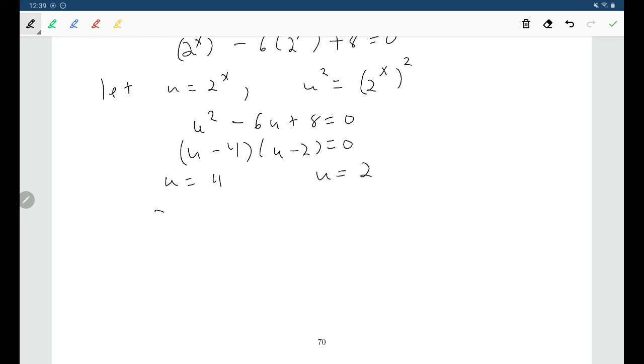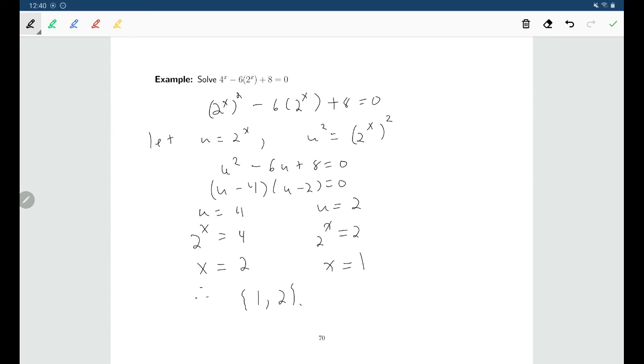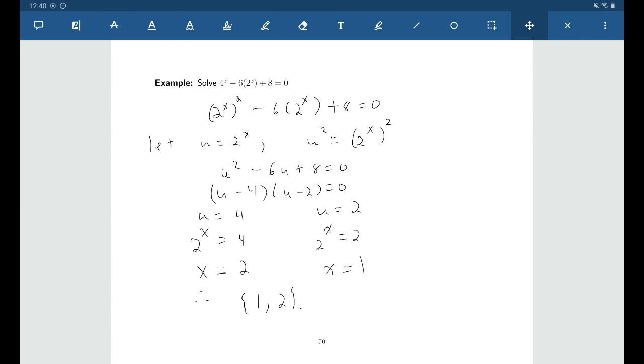But then, of course, don't forget that we need to go back. u is 2 to the power of x. So really 2 to the power of x is 4. 2 to what power gives us 4? The power is 2. 2 to the x equals 2. 2 to what power gives us 2? The power is 1. And now I've got my two solutions, 1 and 2. This was an exponential equation, so I don't need to check my solutions, although I certainly can. And if you check your solutions, you will find that left side and right side are equal for both of those values.